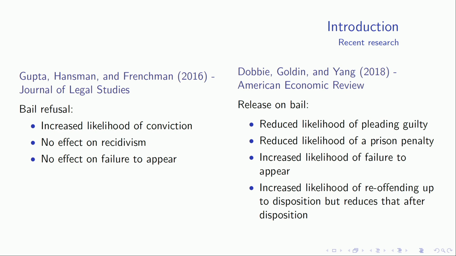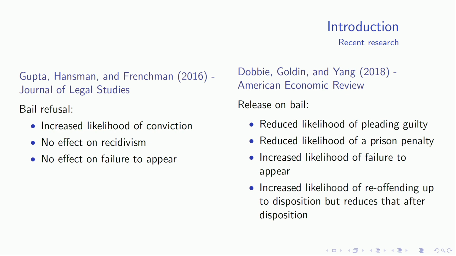As you can see, the first one found that being refused bail increased the likelihood of conviction. The second paper related that to the likelihood of pleading guilty and the likelihood of a prison penalty, which are related to conviction as well. But they used the reversed treatment measure, looking at the effect of being released. Getting released on bail reduces the likelihood of pleading guilty and of a prison penalty. They found a different result for failure to appear. I'm not sure why that is, and they don't really address it in the paper.